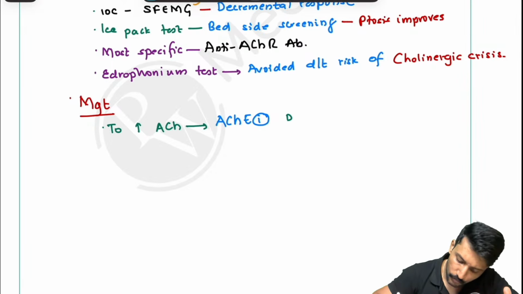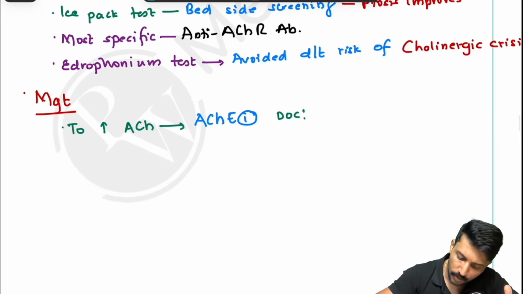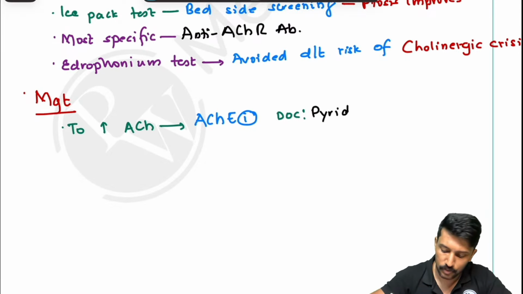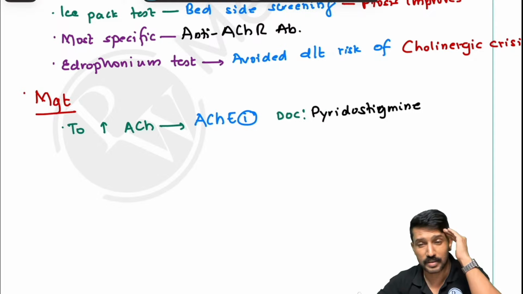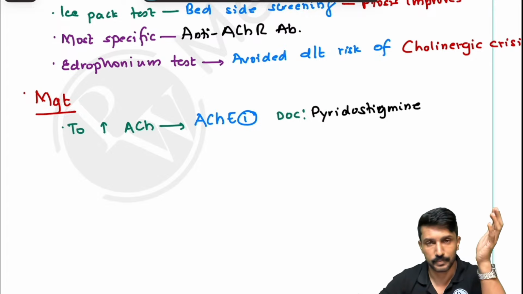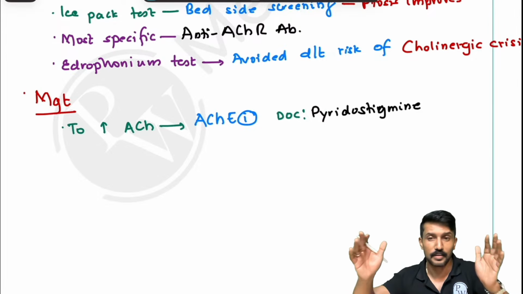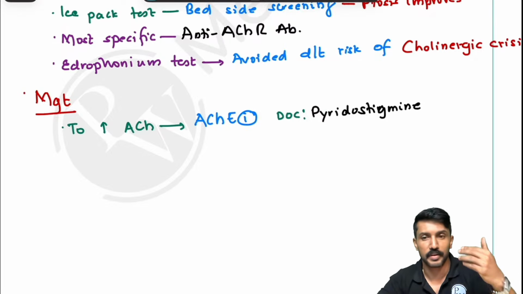The drug of choice among acetylcholinesterase inhibitors is pyridostigmine, because it is long acting and does not cross the blood-brain barrier efficiently. So I wanted more acetylcholine in the skeletal muscle. It gives me more acetylcholine in the skeletal muscle without disturbing the acetylcholine action in the brain. That's why pyridostigmine is the drug of choice, and it is long acting. I don't have to administer repeated doses.